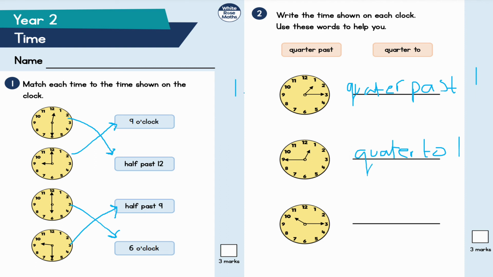But if you're interested, that is written as 1:15. And this will be written as 12:45, if you're interested for the numbers part. This part is 10:15, so we say it's 10:15.